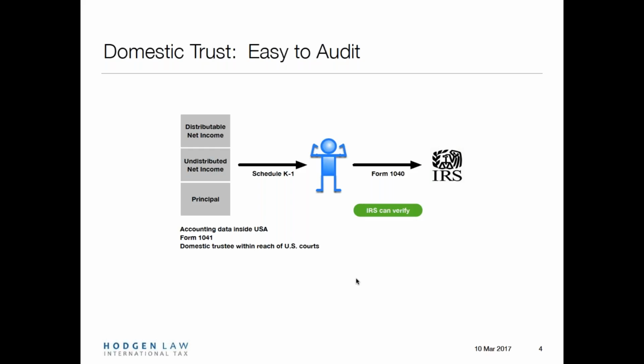And the domestic trustee is within the reach of the U.S. courts. So if necessary, the court can issue a subpoena and say, hey, trustee, come here, give us information. So all the way back to ground zero, the IRS has access to data. Then the trust issues a K-1, so we've got matchy-matchy between the trust and the beneficiary. And then the beneficiary takes the data from the K-1, puts it on the 1040, and that way the IRS can verify that the 1040 is in fact correct.